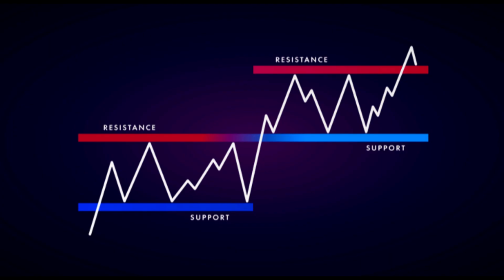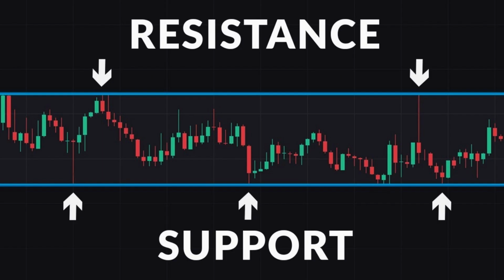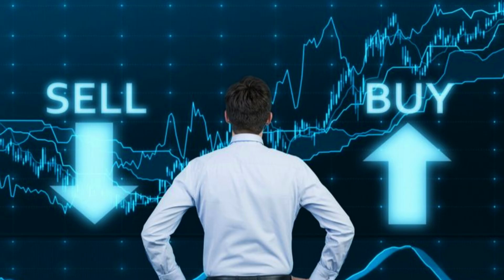First, let's define what support and resistance are so we're all on the same page. Support: a horizontal area on your chart where you can expect buyers to push the price higher. Resistance: a horizontal area on your chart where you can expect sellers to push the price lower. But why does it happen?